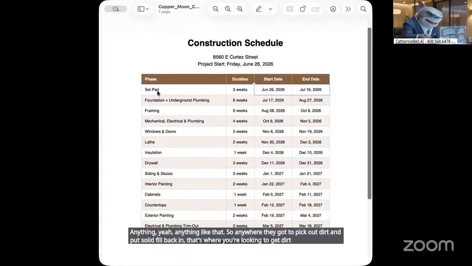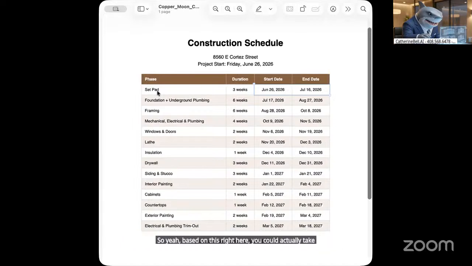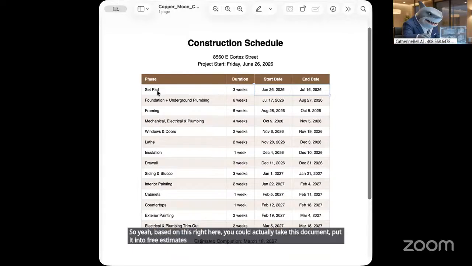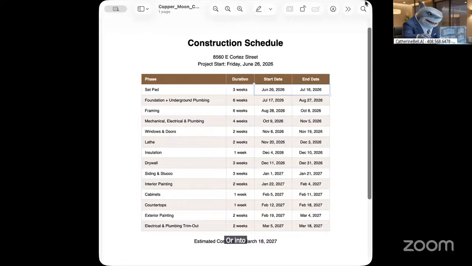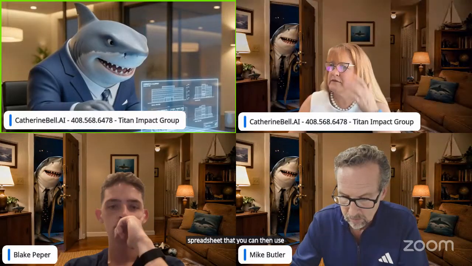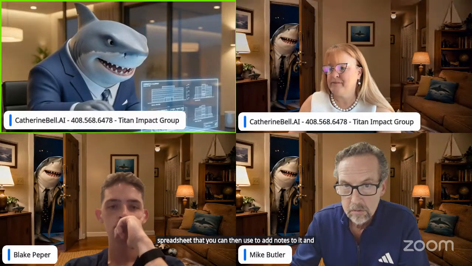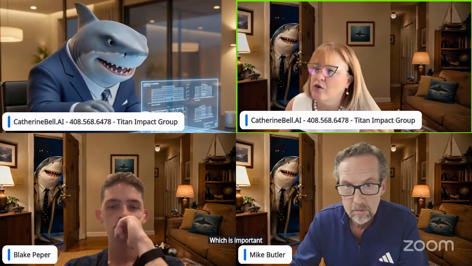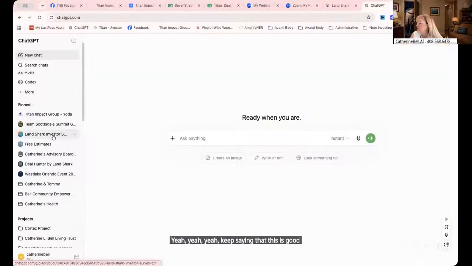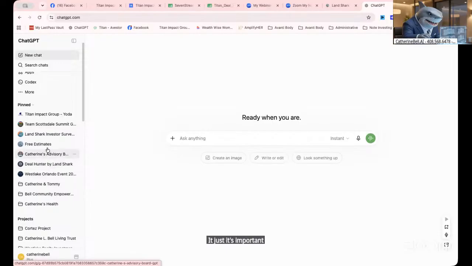Based on this, you could actually take this document and put it into Deal Hunter and tell it to provide you with a detailed spreadsheet that you can then add notes to, check off, and do all those things. It's important to actually be doing this on a project, so go ahead and do it in Deal Hunter.